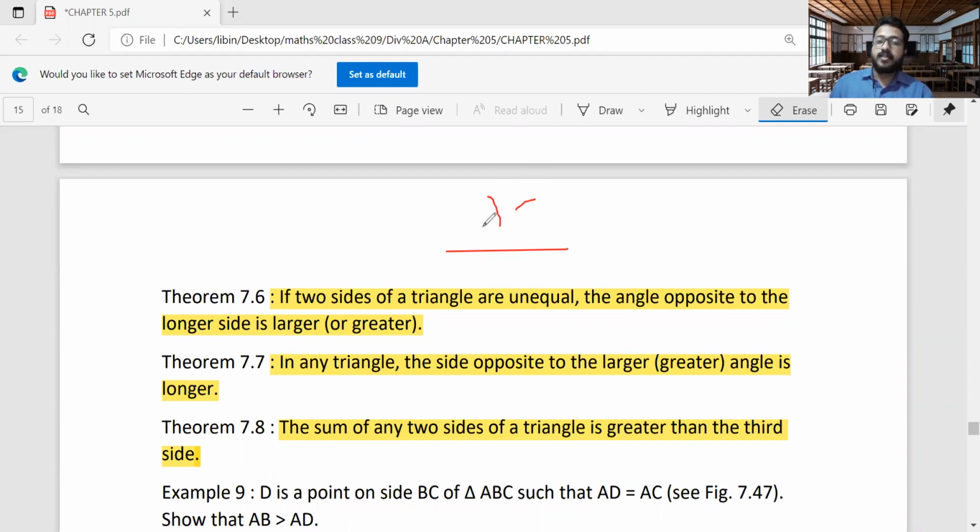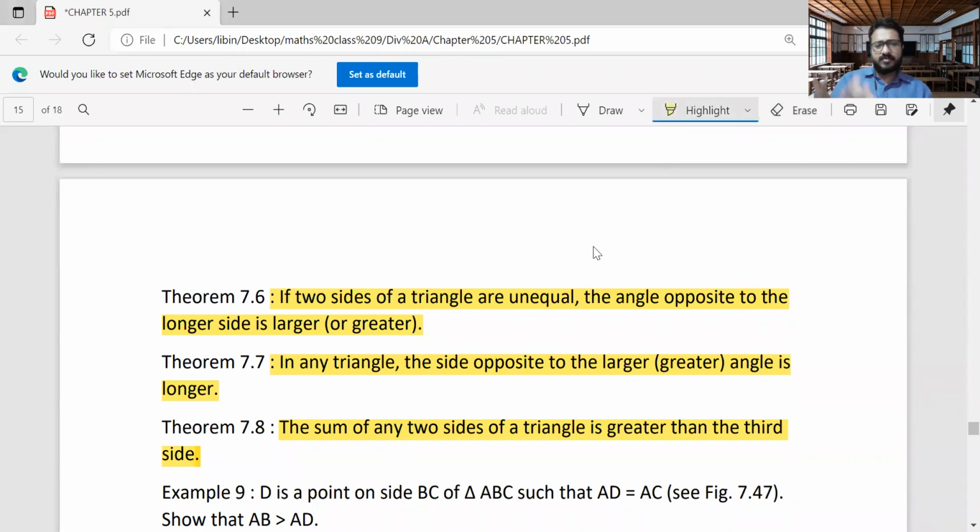Now, again, we will make an arc using that measurement. What if the sum of any two sides is not greater? Then these two arcs will not intersect. If they are not intersecting, how can we join those two lines? No. So we won't be able to form a triangle. You can check it actually.